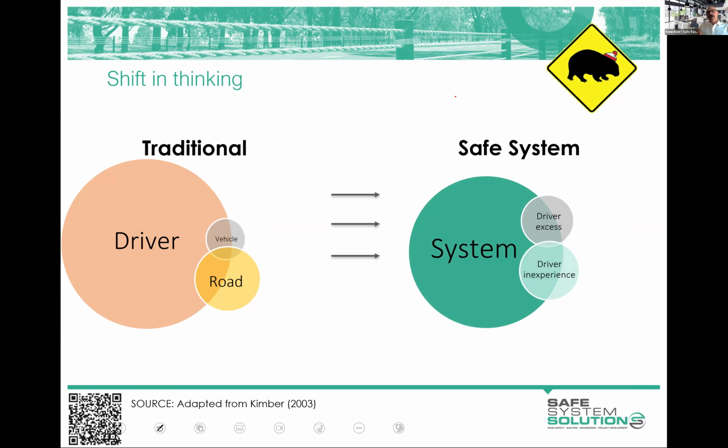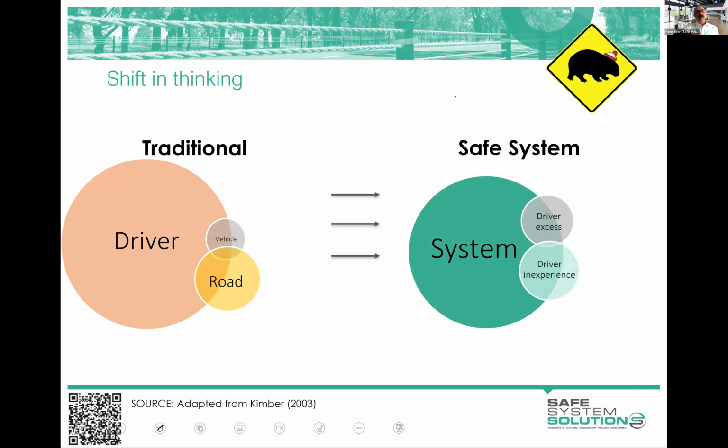But the new way we want to think about this is to say, this is a system failure. Our system failed, in the sense that we let this crash happen and it's resulted in death or serious injury. Now, what can we change in our system to mean it doesn't result in death or serious injury or it doesn't happen at all?